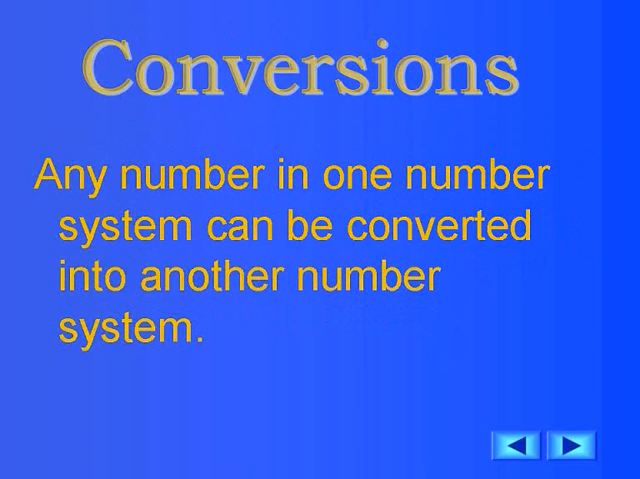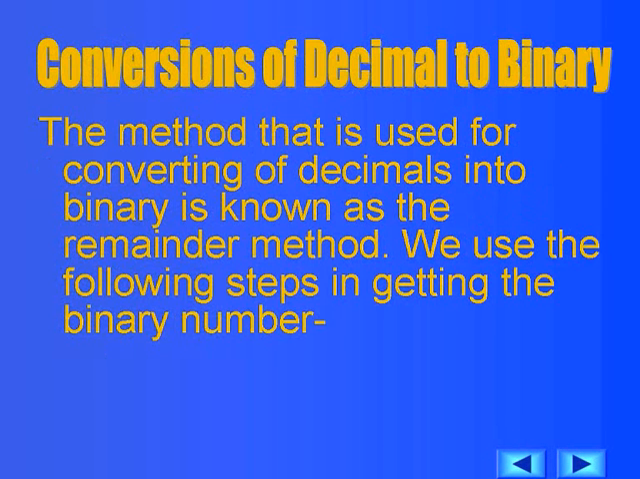Conversion. Any number in one number system can be converted into any other number system. There are various methods that are used in converting numbers from one base to another. Conversion of decimal to binary. The method that is used for converting decimal into binary is known as the remainder method.